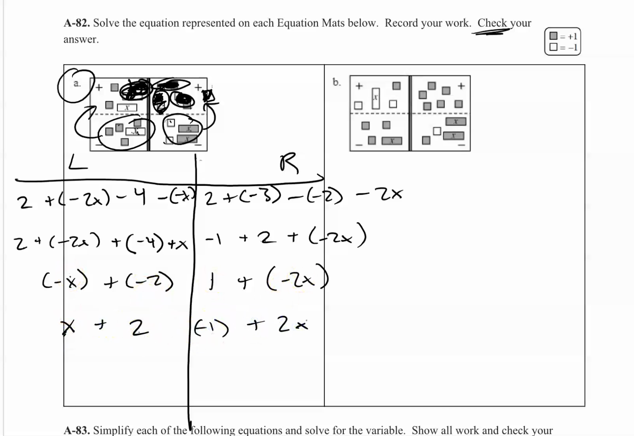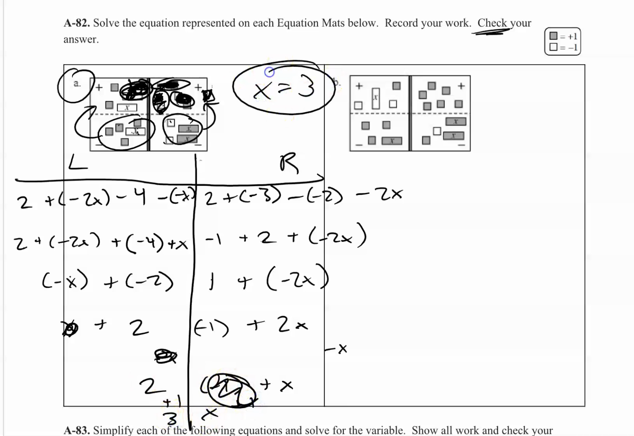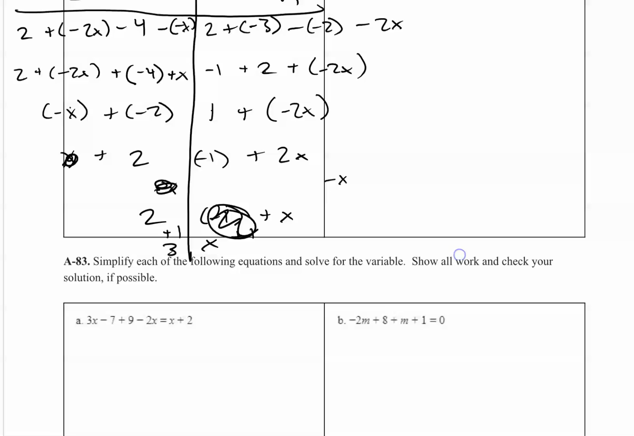For the x tiles, let's remove an x tile from each side. So this one's going to get removed, and 2x minus x, there's just going to be one x tile left. And we need to make a 0 pair to get x all alone. So to make a 0 pair, we're going to put in a 1 tile. And now that's gone. So 2 plus 1 is 3. x is 3. Check it if you want, but you don't have to check the equation map.